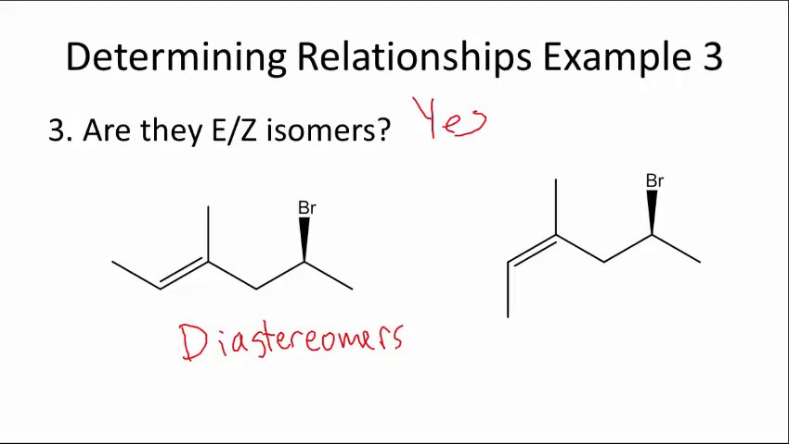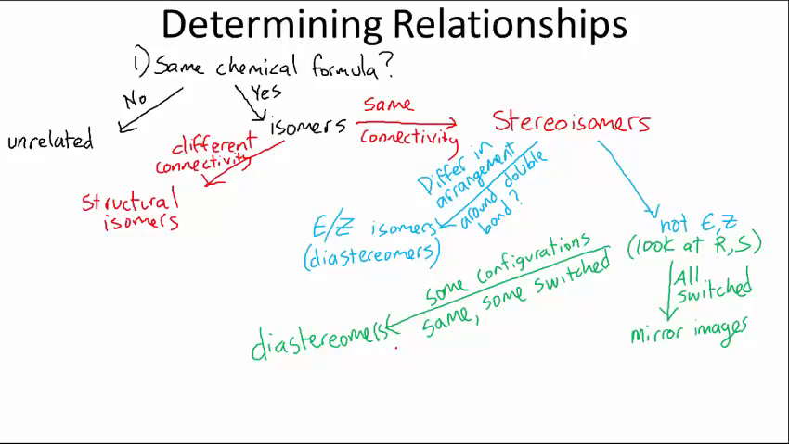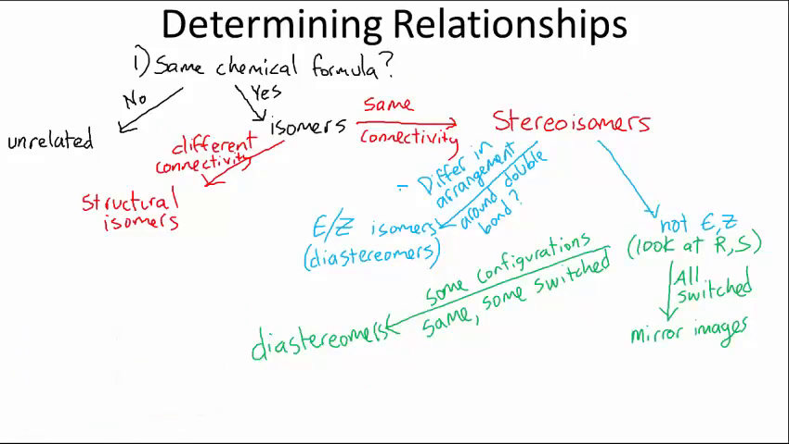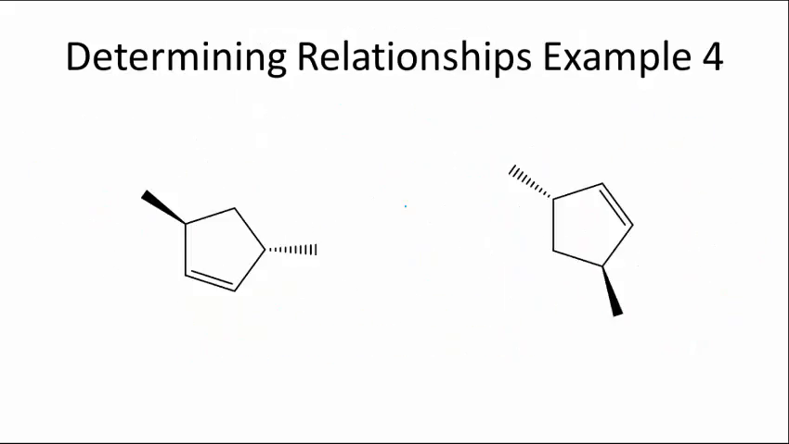All right, this is making so much more sense now. So going back, that was our third question. So our third question is, are they E/Z isomers or not? All right. Making sense now? All right. Good. Let's do example 4.